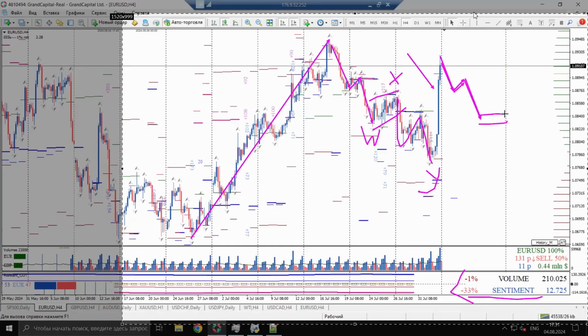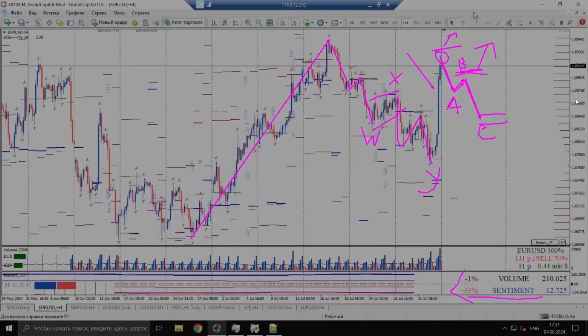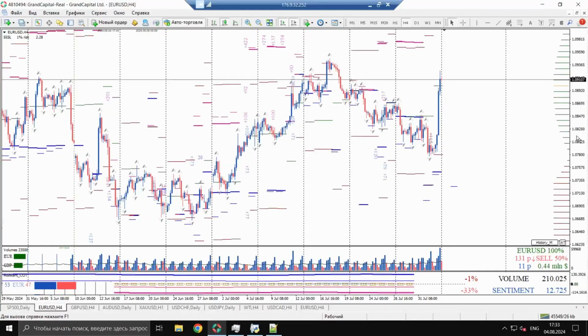To enter the market for a buy, we need to see a correction and enter the market either from the 50% or 61.8% Fibonacci retracement levels, or with pending buy stop orders above the local maximum or slightly above the wave base. This is how we enter the market.